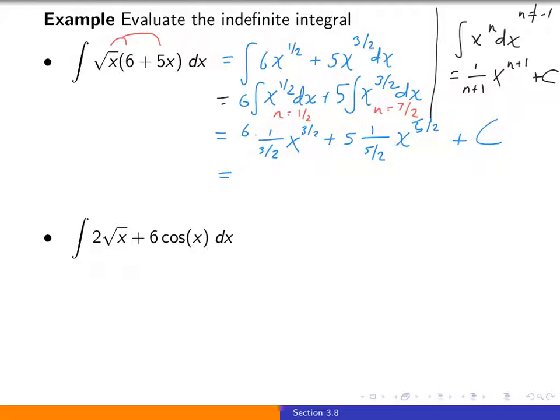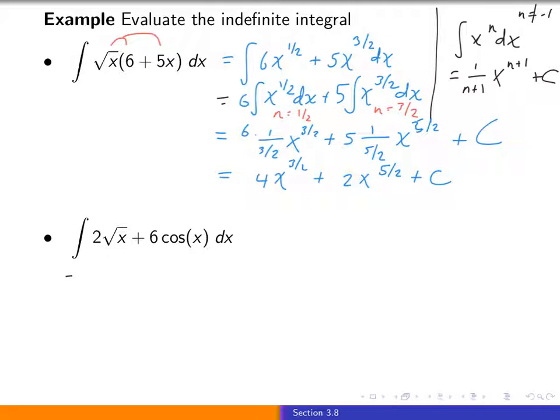And of course, we should always do kind of the easy simplifications here. So dividing by 3/2 is multiplying by 2/3, and 2/3 of 6 is 4. So 4x to the 3/2 plus we have 5 multiplied by 2/5. So 2/5 of 5 is just 2, plus c. So a key observation was that once we get everything in terms of sums of powers of x's, we're in the ideal situation to undo the power rule.